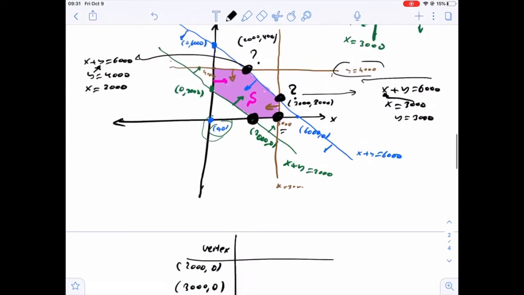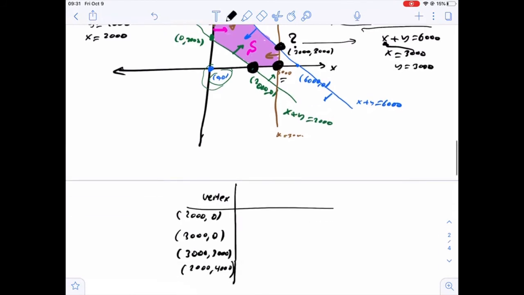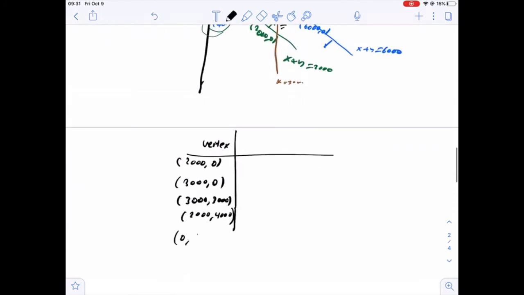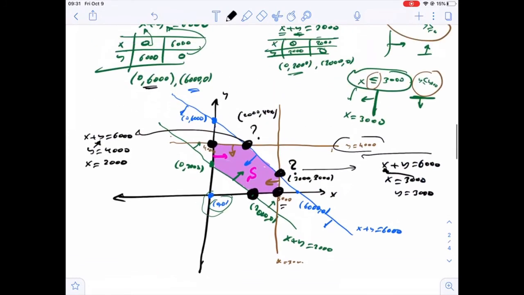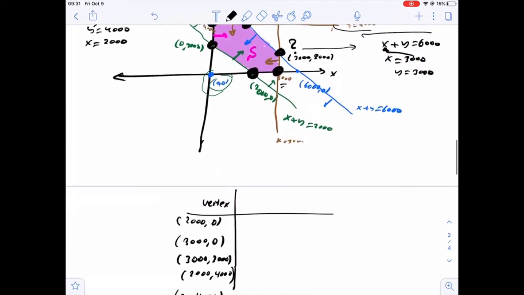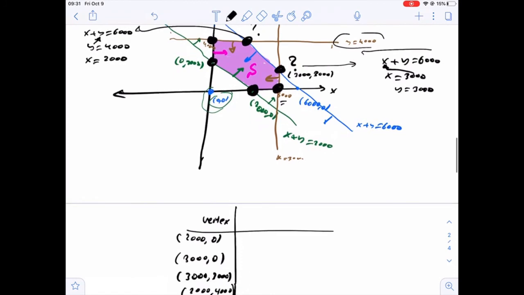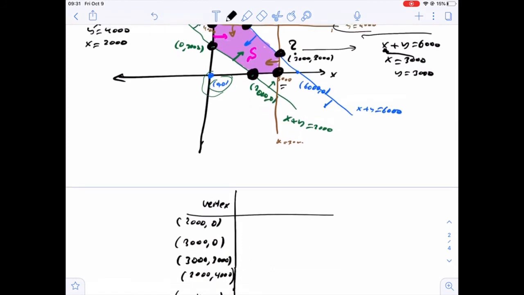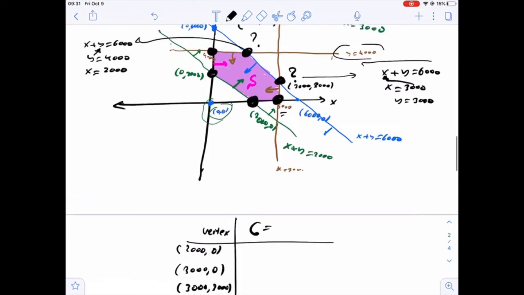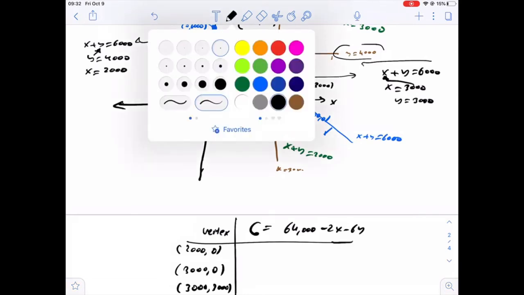Now let's continue. We still have other two vertices. This vertex is 0, 4000. And we have the last vertex is 0 and 2000. So we got all the vertices of this region. Now we want to see which one gives us a minimum value for the cost function. The cost function is 64,000. We can write it starting with a positive number, 64,000 minus 2x minus 6y. Now let's plug the values.